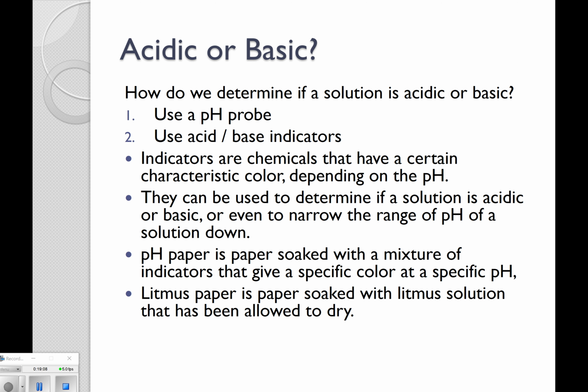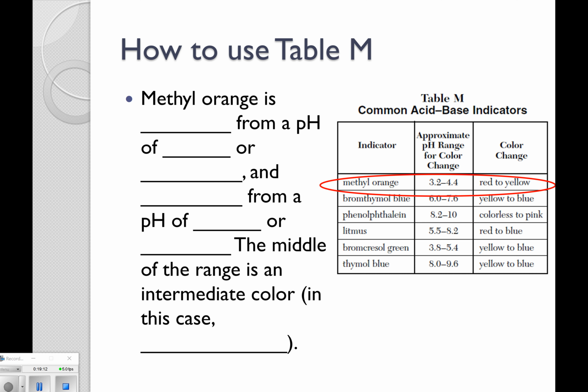Litmus paper, which you would have used in biology, is paper soaked with litmus solution that has been allowed to dry, which will then indicate whether it is acidic or basic. Now, Table M gives us several different indicators, and it gives a range for the color change that occurs, and then tells you what that color change will be.